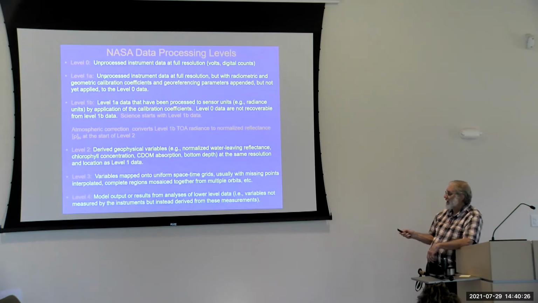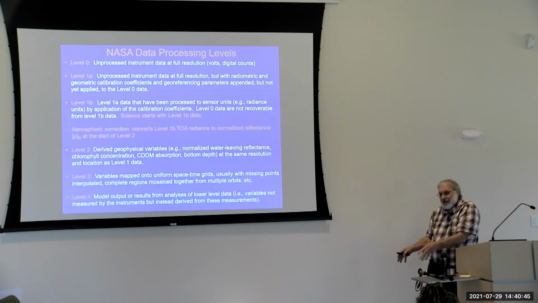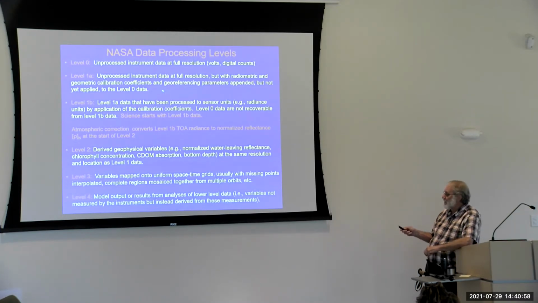And then level 1A is they take that data and they apply the radiometric calibration coefficients that would convert volts or digital counts into a radiance. And they stick onto the file the information that allows you to georeference it. So the satellite just takes an image, and then you have to stick on the information that says, this is where the image was, the time of day, the direction it was looking, et cetera. So those are the georeferencing parameters, but they're just stuck onto the file as metadata. They haven't yet been applied.